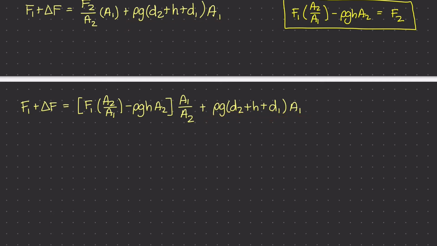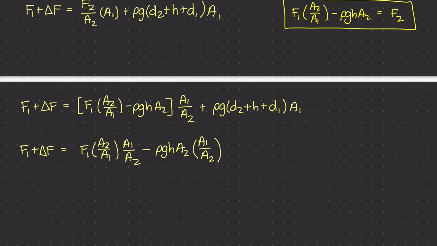Now I am going to simplify this even more, and so the first thing I'm going to do is multiply this A1 over A2 term into this part of the equation. So we can go ahead and do that now, and that is going to leave us with F1 plus delta F is equal to, well, we have F1 times A2 over A1, right? And we multiply that by A1 over A2. We're just distributing this term into both of these terms, right? Simple multiplication. Minus rho GH times A2, and that is going to be multiplied by A1 over A2.